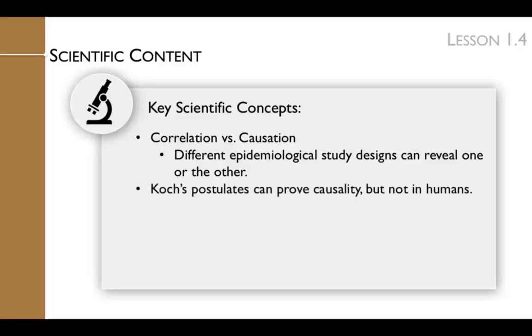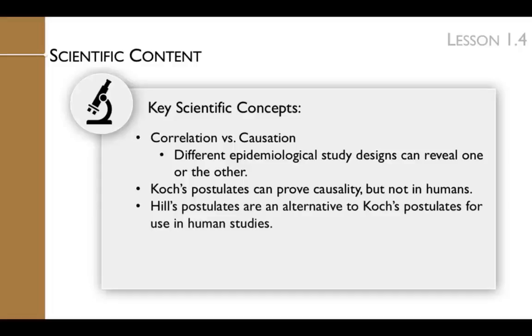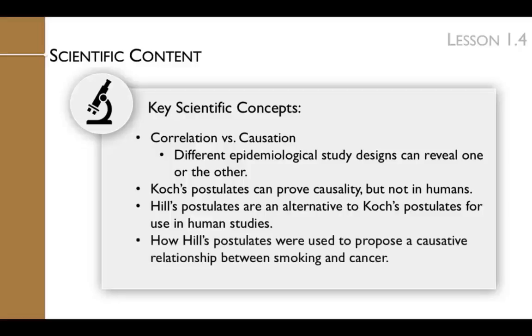The purpose of Koch's postulates and the fact that these postulates can prove causality, but not in humans. The fact that Hill's postulates are an alternative to Koch's postulates and can support causality in humans but cannot prove it. And how Hill's postulates were used to propose a causative relationship between smoking and cancer.